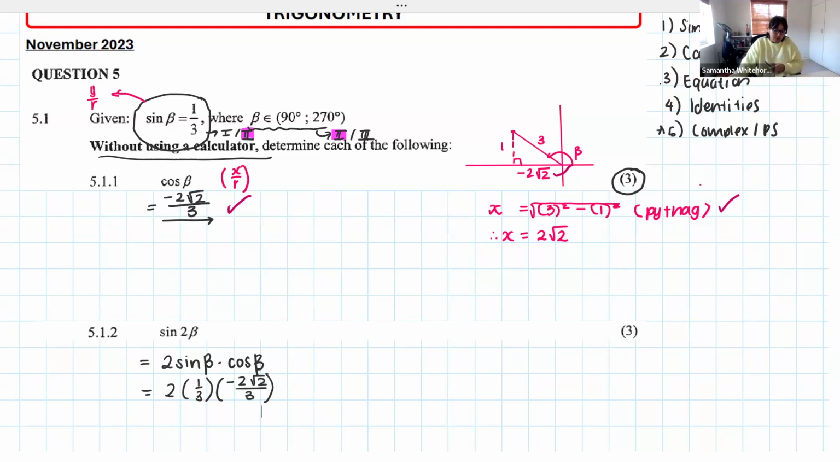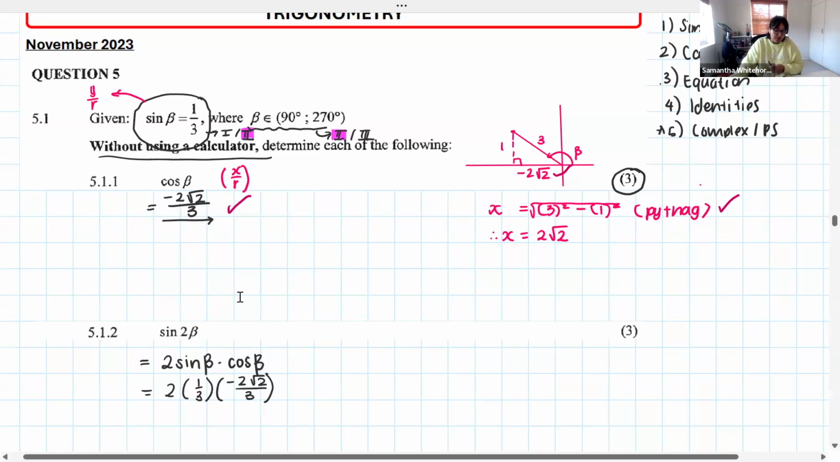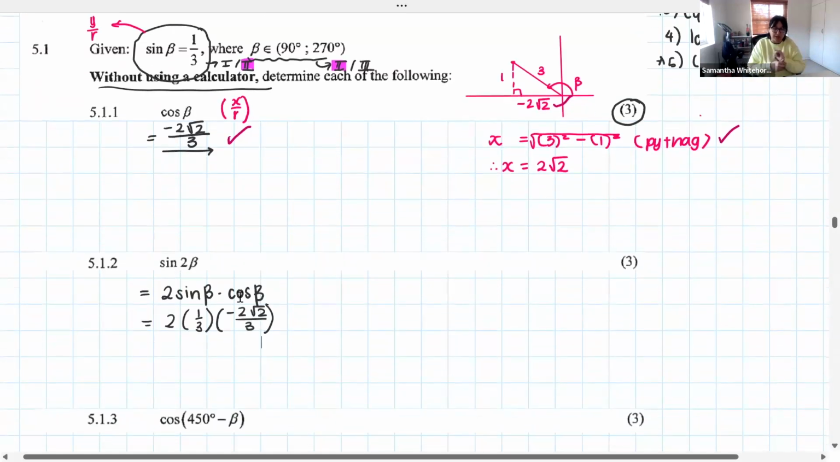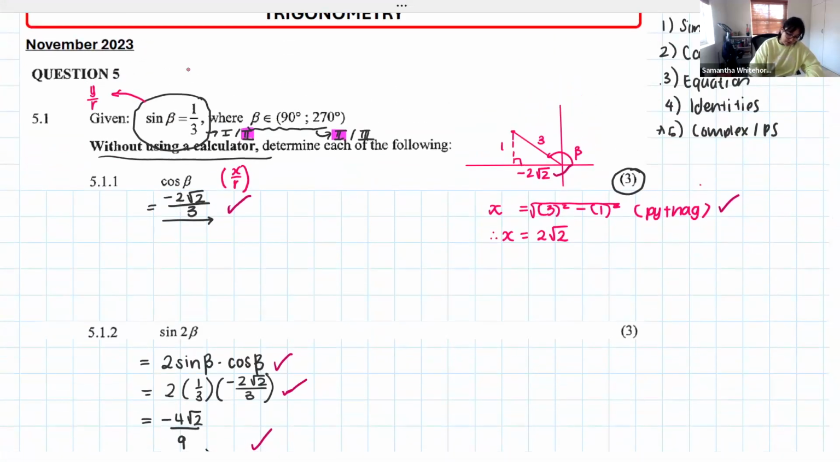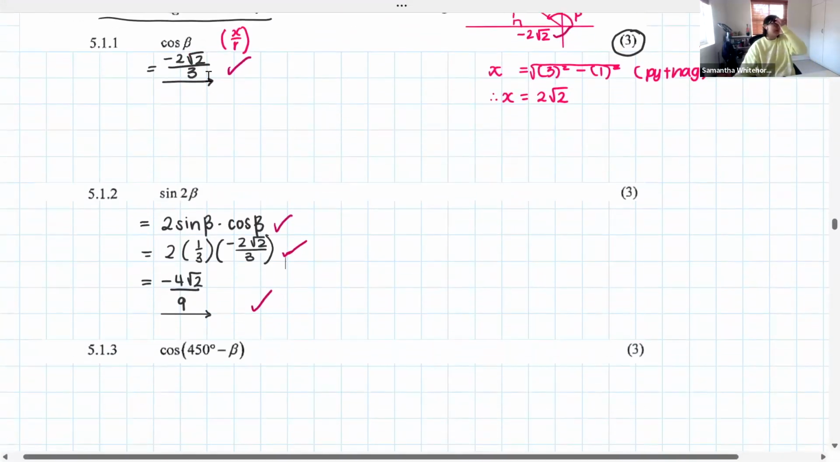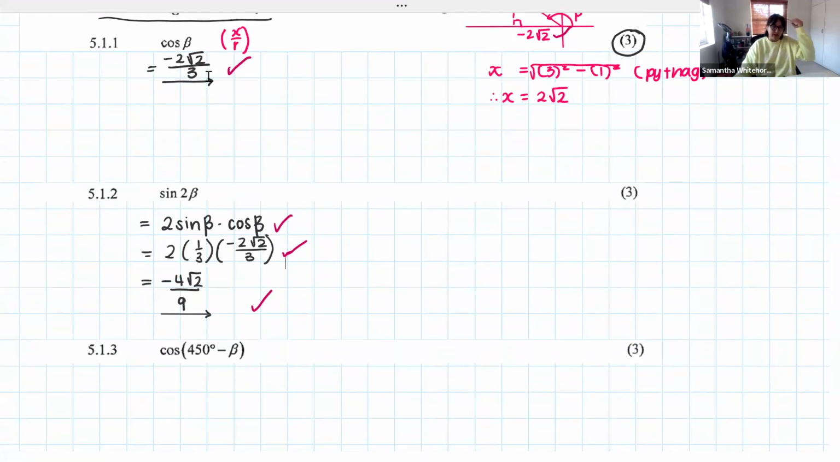So by all means, if you want to try and do this in your head or by hand, go for it. But I would just type this into a calculator. So in doing exactly that, or doing it in your head, whatever your heart desires, you end up with negative 4 root 2 over 9. So here, what we're looking for is your expansion of the double angle, your substitution, and then your final answer. That is where you get your 3 marks from for this question. And that's what I was saying earlier. We now start to build up the complexity, asking double angles, compound angles, etc.